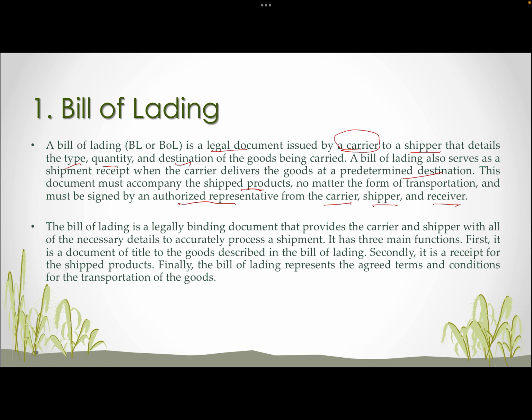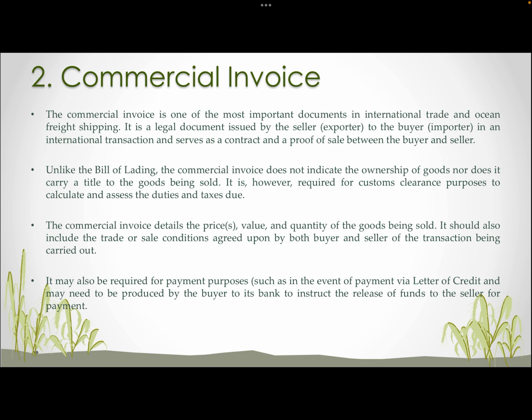Okay, the bill of lading is a legally binding document that provides the carrier and shipper with all of the necessary detail to accurately process a shipment. It has three main functions. The first one, it is a document of title to the goods described in the bill of lading. Secondly, it is a receipt for the shipped product. And finally, the bill of lading represents the agreed terms and conditions for the transportation of the goods. Okay. The second document is commercial invoice.